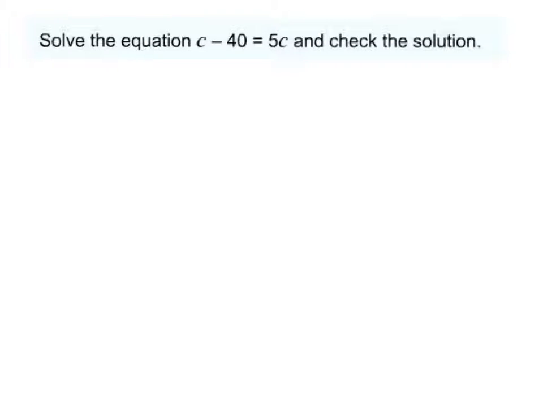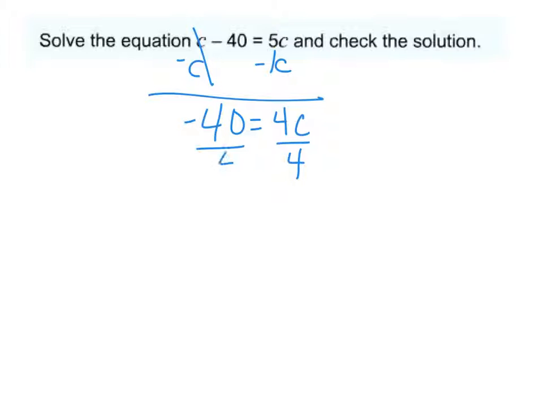To get my variable on one side, I want to subtract c from both sides. And you could put a 1 in front of it if it makes you happy. So c minus c is no c. I still have a negative 40 left on the left. 5 minus 1 is 4c, and I'm going to divide both sides by 4, and c equals negative 10.